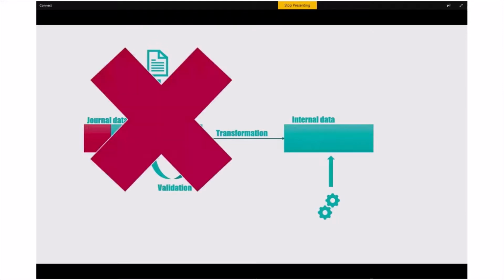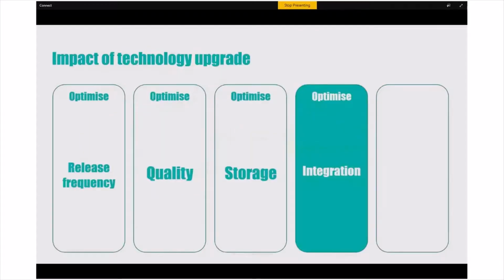So what did we do? We removed the journals. That's the change, the optimizing of the storage. It's closely related to our next impact, which is the optimizing of the integration. So I'll show you now what we did to replace parts of the functionality that the journals did.